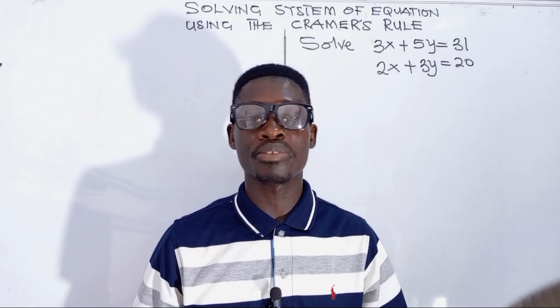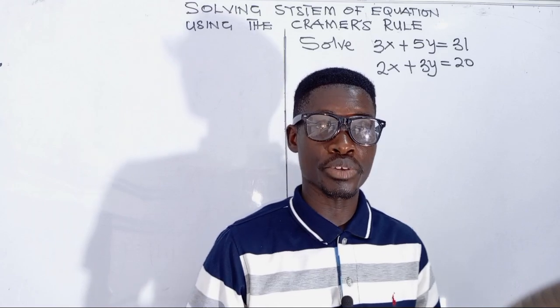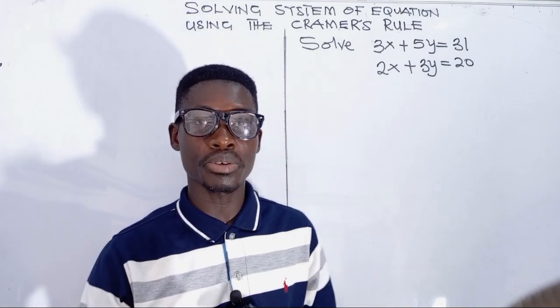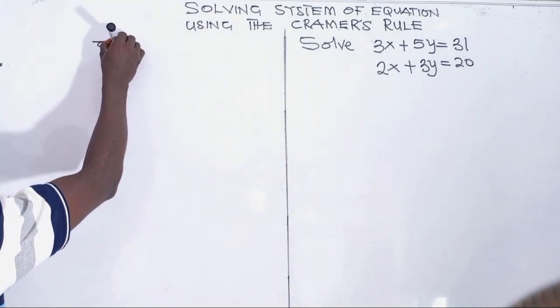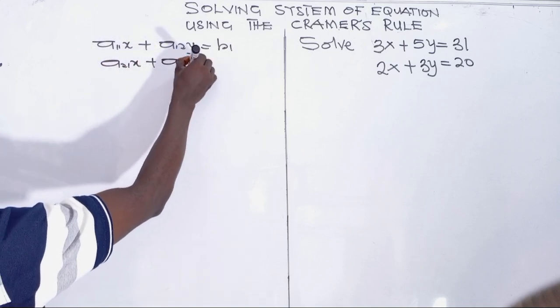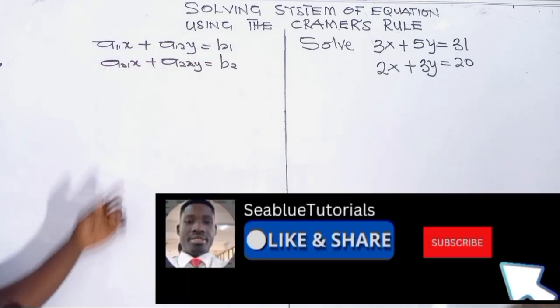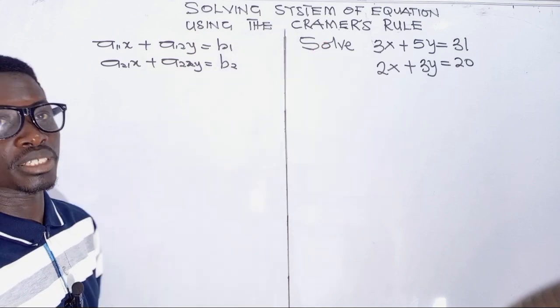So we want to solve a system of equations using what? Cramer's rule. Solving a system of equations using Cramer's rule. In doing that, let's consider this system of equations. We can see that this is a system of two equations with two unknowns. We want to find the values of these two unknown variables using Cramer's rule.